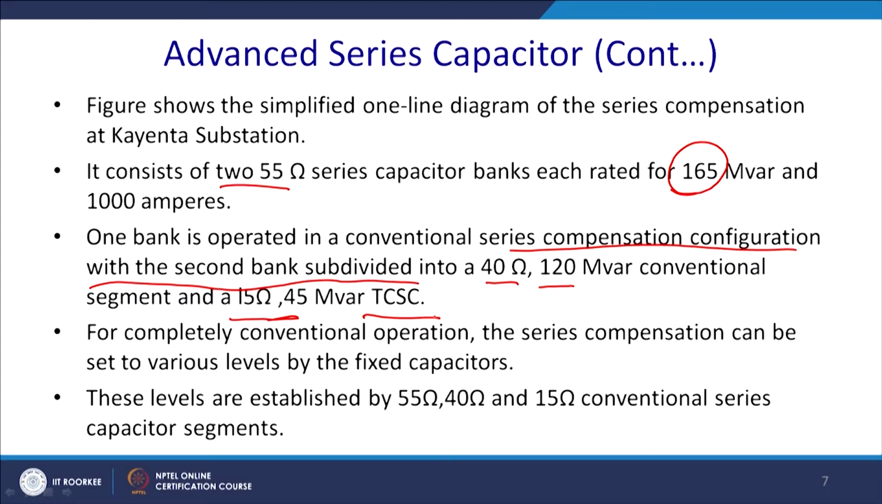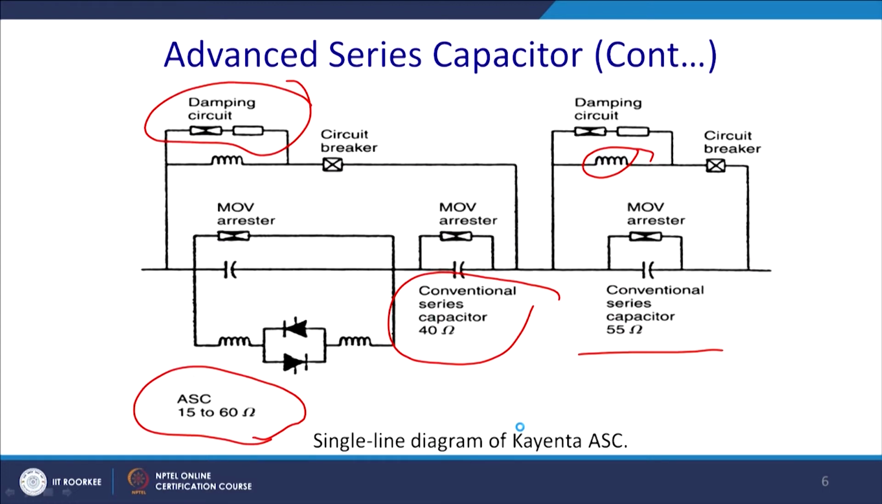Thus, for completely conventional operation, this series compensation can be set to various levels by the fixed capacitor. These levels are established by 55 ohm, 40 ohm and 15 ohm conventional series capacitor system. You can see this: this is 55 ohm, this is 40 ohm, and this is generally 15 ohm.